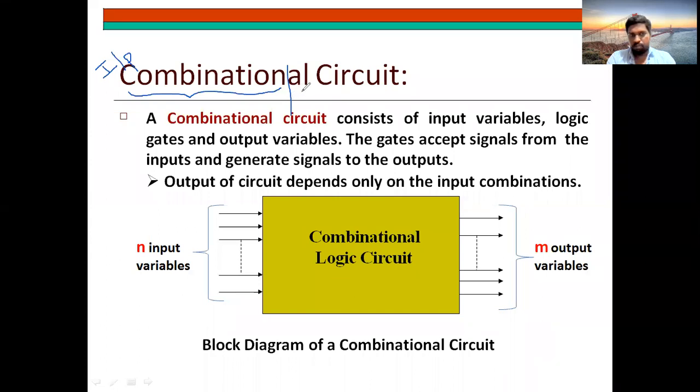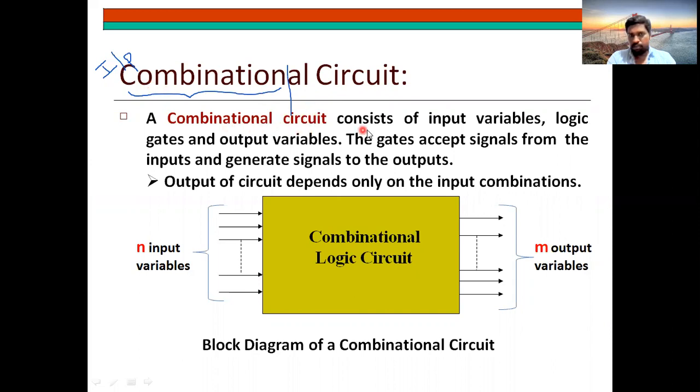Now, how can you state the definition? The circuit where the output of the circuit depends only on the input combinations, in that scenario you call that circuit a combinational circuit. The circuit in which the output depends only on the input combinations is called a combinational circuit.